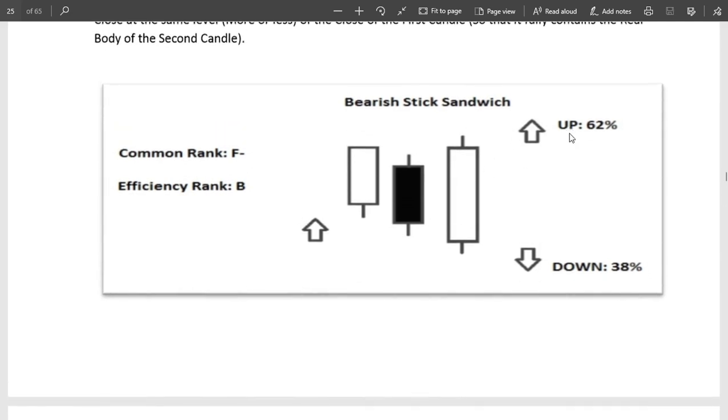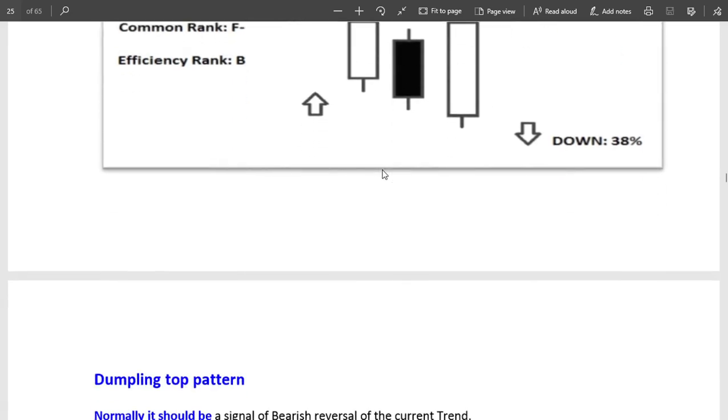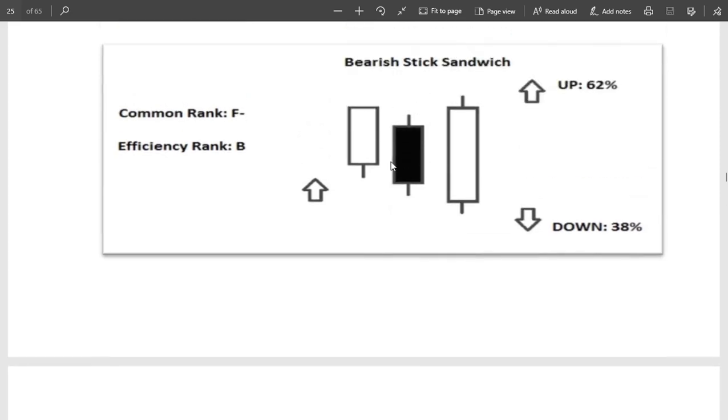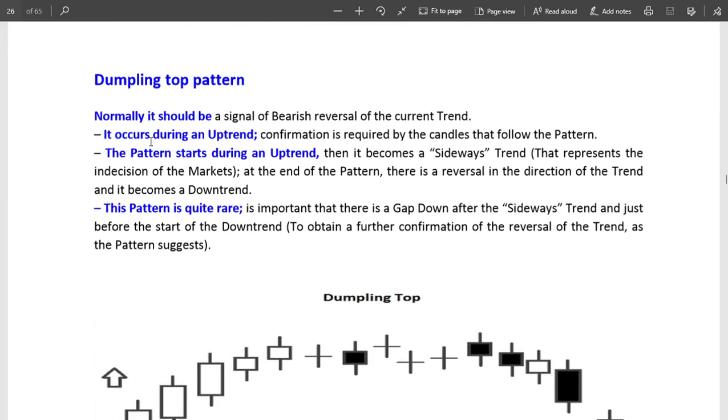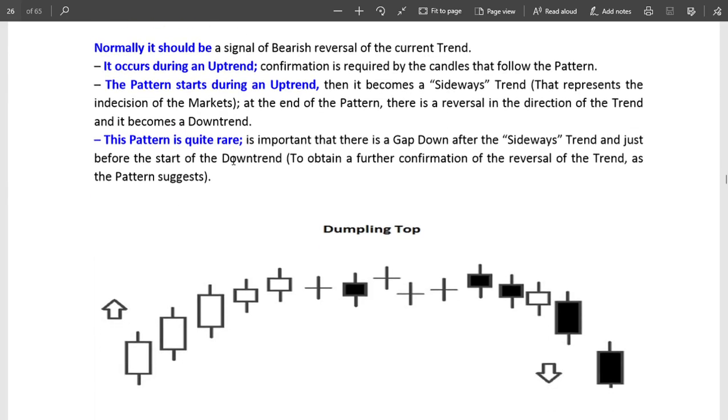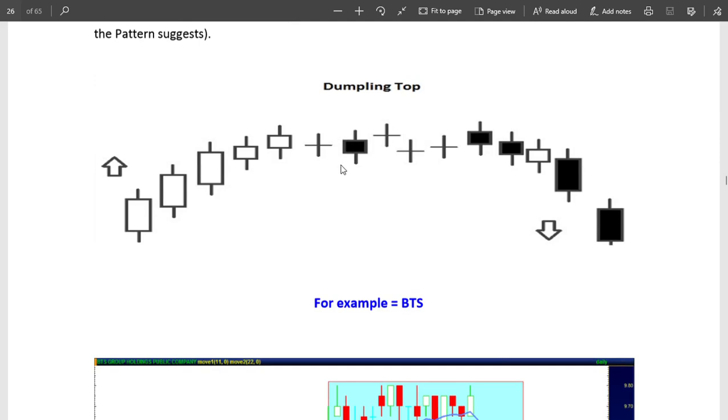You can see up 62%. So there's a possibility that the price is going to go higher since it closed above this bearish candle. Now we have the dumpling top pattern. This is a signal for bearish reversal of the current trend. It shows that price may go high, then start going down after this dumpling top appears. It shows in an uptrend, then it becomes sideways. So this is how it works.